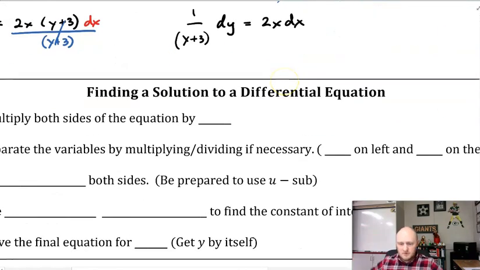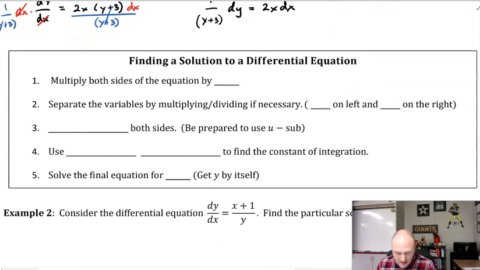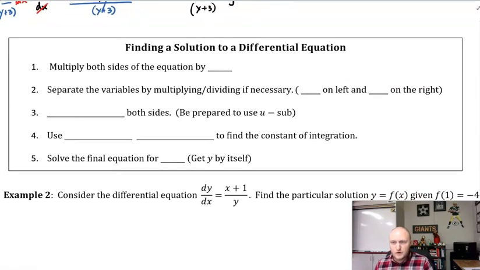That's just separating. I want to be able to separate. This is going to be our first and second steps when we are finding a solution. And there's two types of solutions when you're dealing with differential equations, and I'll get into those in a bit. But the first thing that we're going to do is multiply both sides by dx. You saw me do that first. And then we're going to separate the variables by multiplying or dividing if necessary.